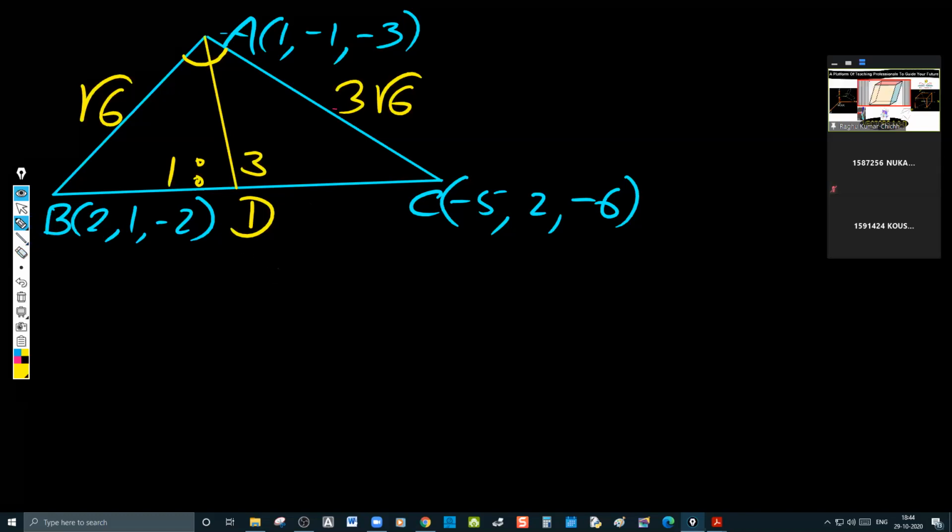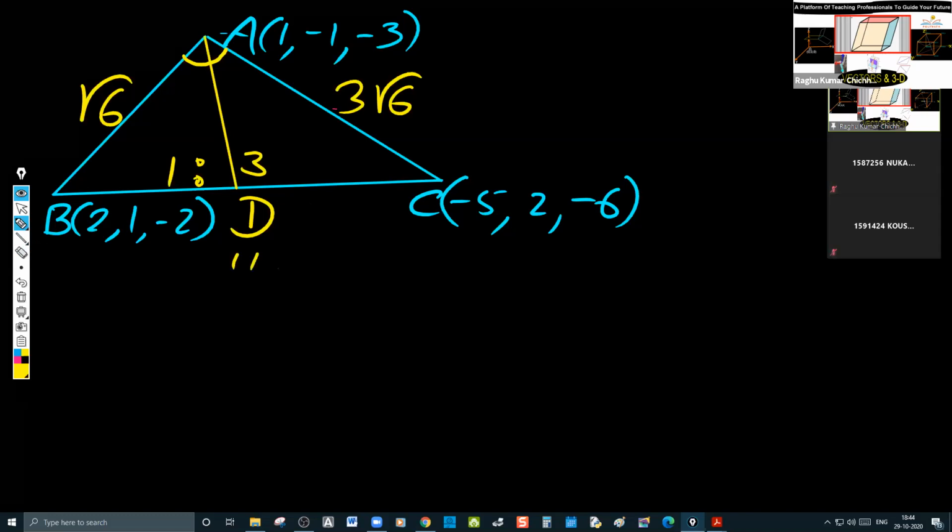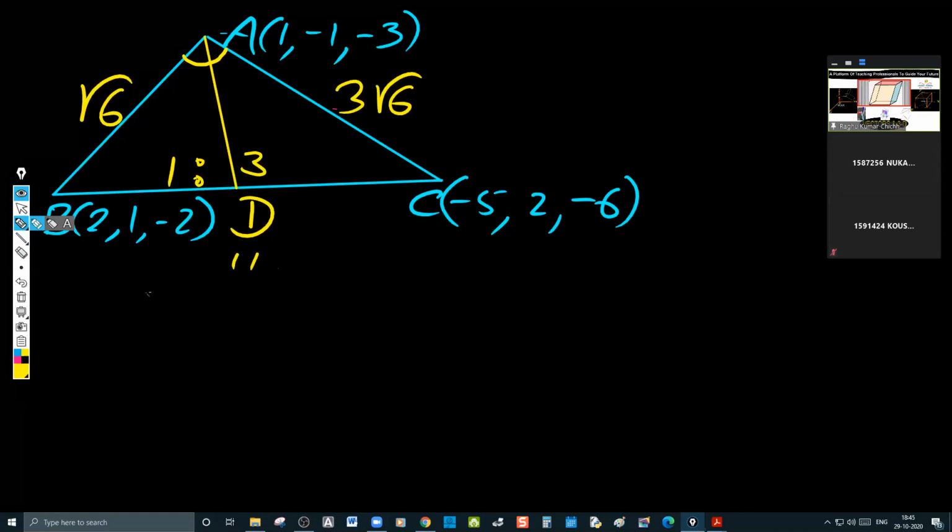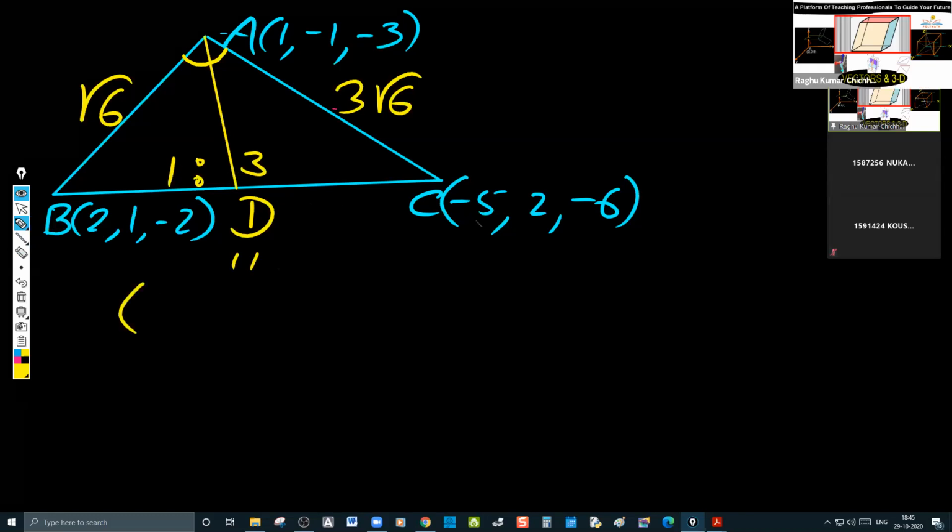Now I am writing the coordinates of D using the section formula. I'm writing it directly: 1 into minus 5, minus 5 plus 6, 1 by 4. You're getting a fraction here. Similarly, this is 2 plus 3, 5 by 4. And this is minus 6, minus 6, minus 12 by 4. I'm keeping that 4 as it is because anyway you have to find the distance. So you got the coordinates of D now.